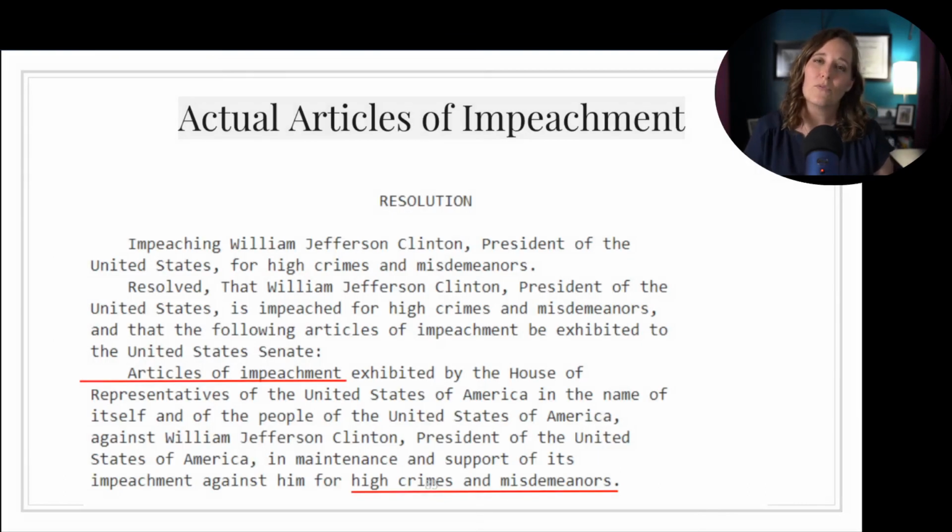Here is an example of what articles of impeachment actually look like. These are the articles of impeachment for Bill Clinton, who was accused of high crimes and misdemeanors.